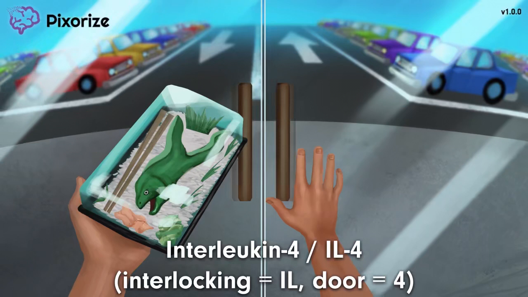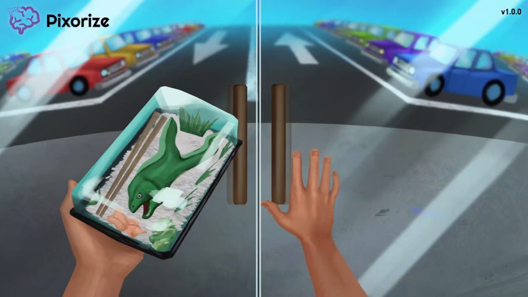Since interlocking objects are our recurring symbol for the interleukins, this set of interlocking doors is here to anchor you to interleukin-4. Get it? Interlocking for interleukin, and door for the number 4. Interleukins are a class of cytokines, or cell signaling molecules important for immune function. IL-4 is a specific type of cytokine with important functions, which we'll talk about through our other symbols.